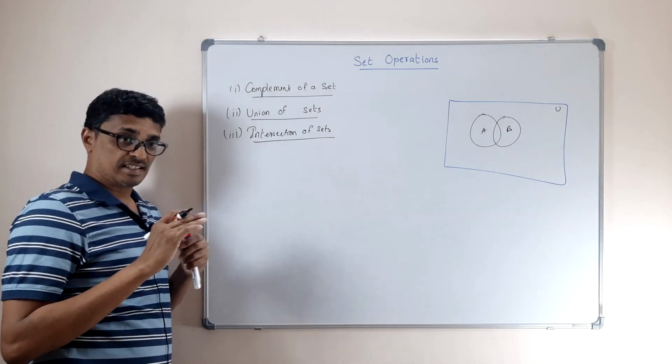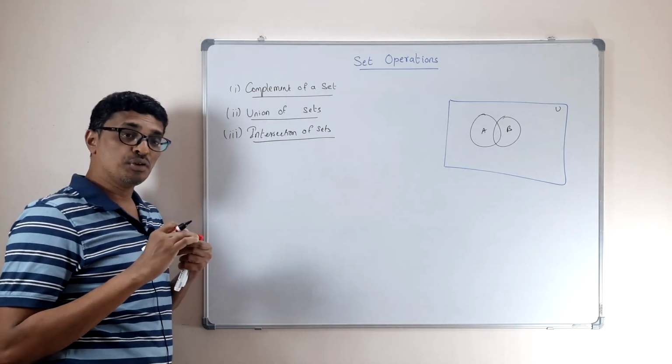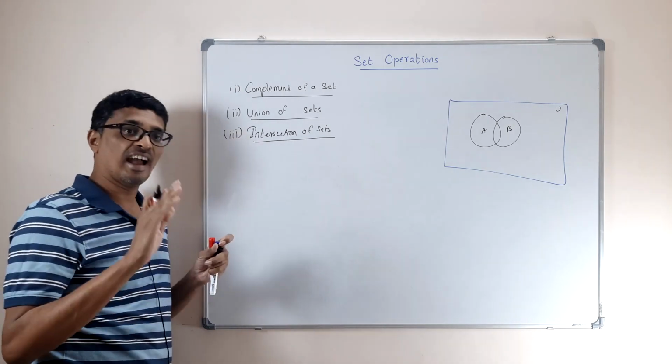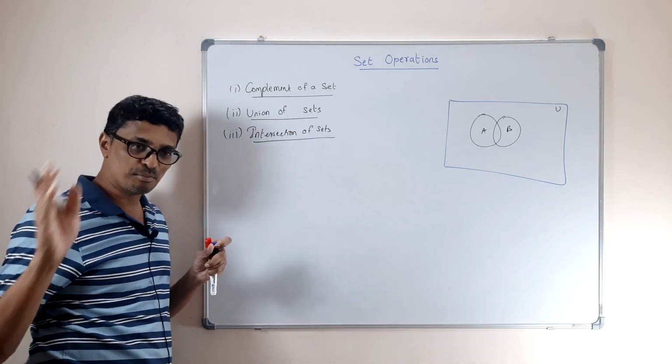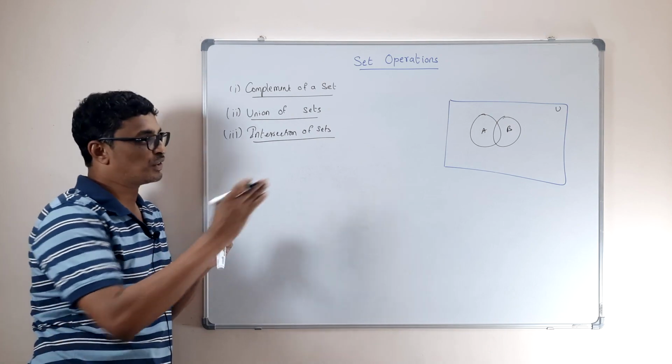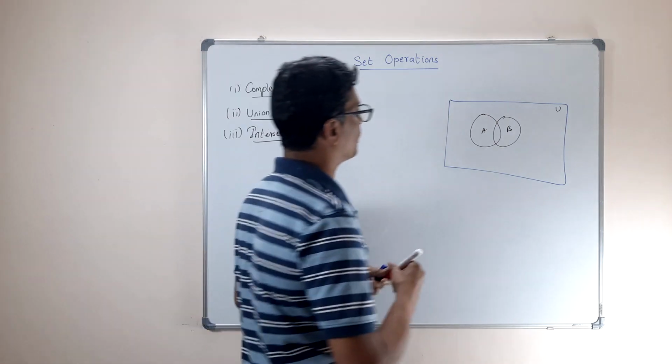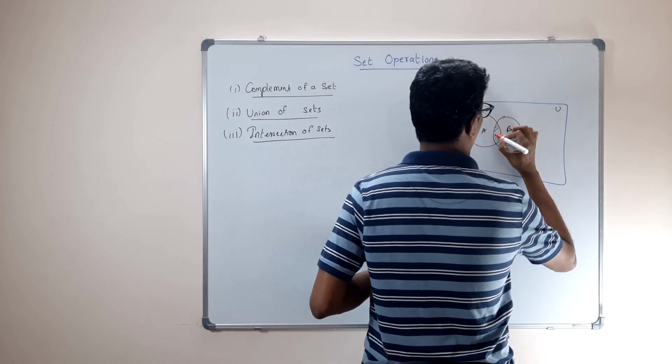Intersection of two sets A and B is a set whose elements are the elements of A and the elements of B. It means it has to be in both. So here, can you tell me what will be the intersection? The center portion. Very good. So this is your intersection.